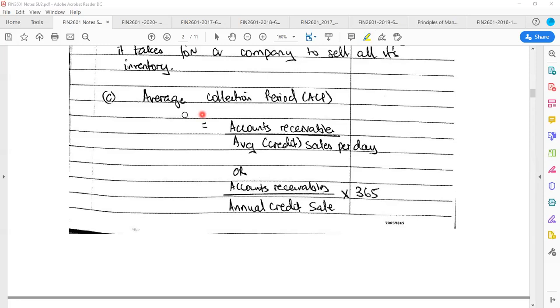Okay. And what does this ratio tell us? This ratio tells us the average number of days it takes for the company to collect cash from credit sales. So the lower it is, the better. The company will try to make sure that they collect money on credit sales as early as possible to avoid their money being tied up with customers. Right.